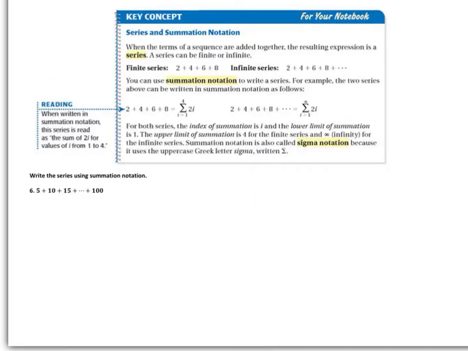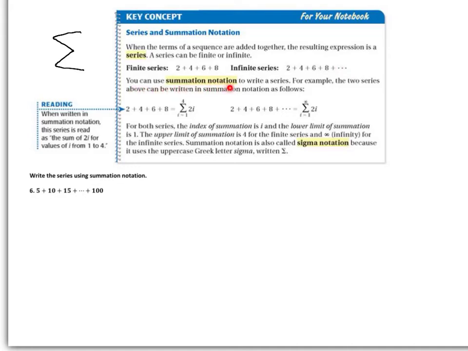All right. So now we need to look at series and summation notation. This symbol means sum, the sum of. When terms of a sequence are added together, the resulting expression is a series. A series can be finite or infinite. A finite series, 2 plus 4 plus 6 plus 8. So the sum of that would be 20. An infinite series, see how they have these three dots? It means it keeps going forever and ever.